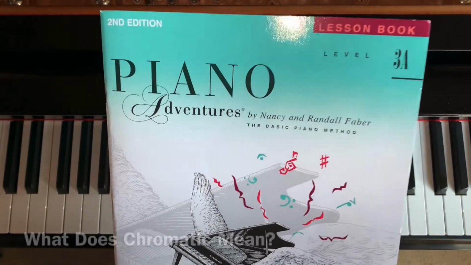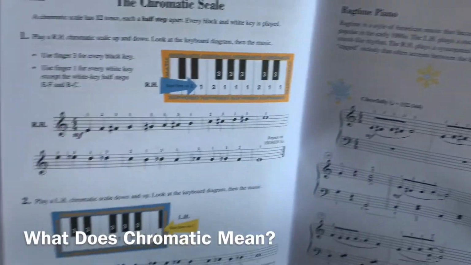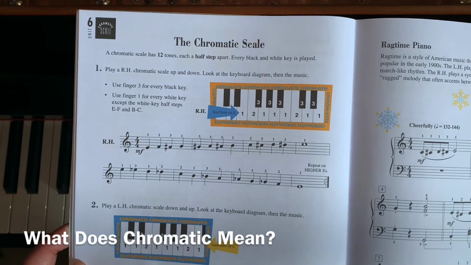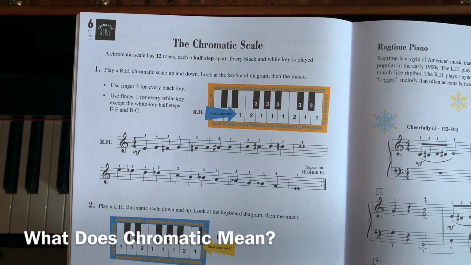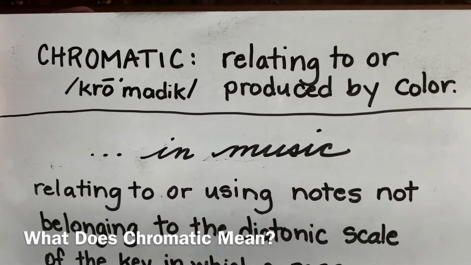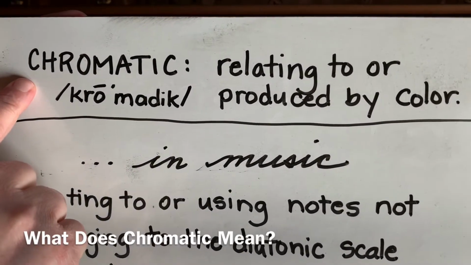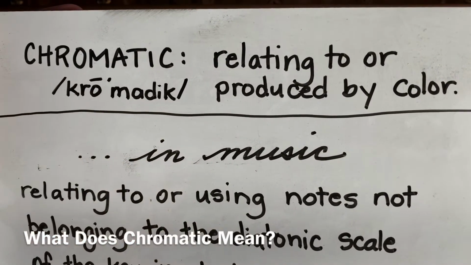We are in the Piano Adventures Level 3A lesson book today, and we are looking at a page in here that is called the Chromatic Scale. It is the beginning of Unit 6. Let's talk a little bit about a chromatic scale. Let's talk about some definitions of the word chromatic. Chromatic, spelled like this and pronounced chromatic.